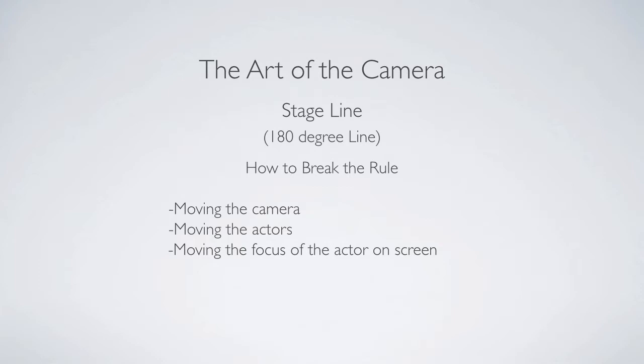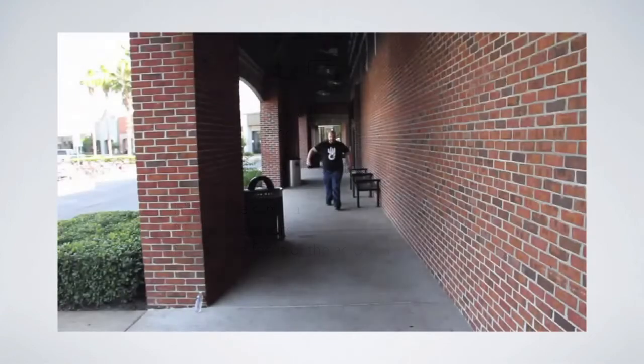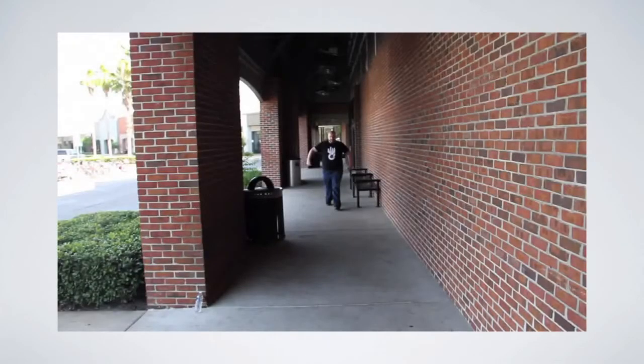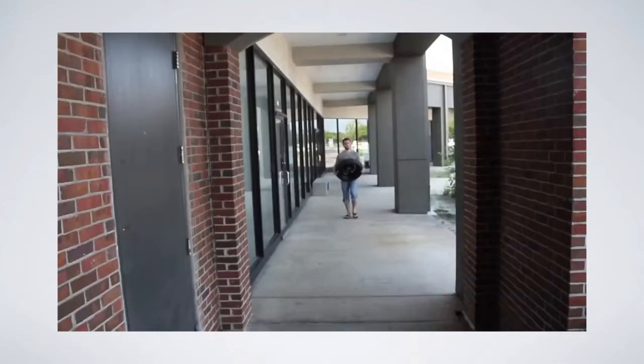The other one would be moving the actors, having the actors switch positions or move to another position. Again, we'll show examples. That helps the audience see you crossing the stage line. So you're not limited to just locking everybody into staring at each other. You can actually do things. What was that last one? Moving the focus of the actor. Yeah, so let me just show you this clip. It'll explain a little bit more. It's funny too.